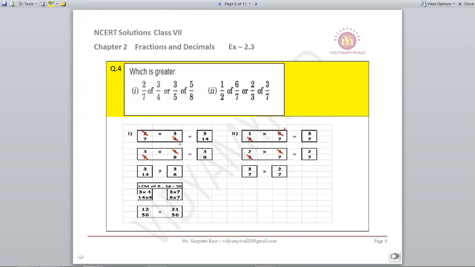Second part is 2 upon 3 multiply by 3 by 7. 3 gets cancelled. So our fraction is 2 by 7. Both the denominators are same. So I can say that 3 is greater than 2, or your first part of fraction is greater than the second part, or 3 upon 7 is greater than 2 by 7. Anyways, you can write your answer.